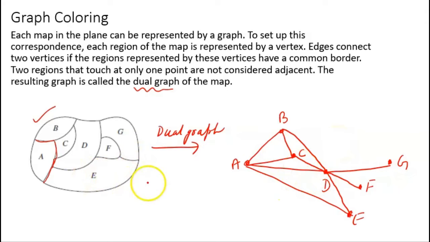Now let us go to E. E has its boundary common with A, so already an edge, with D already an edge.